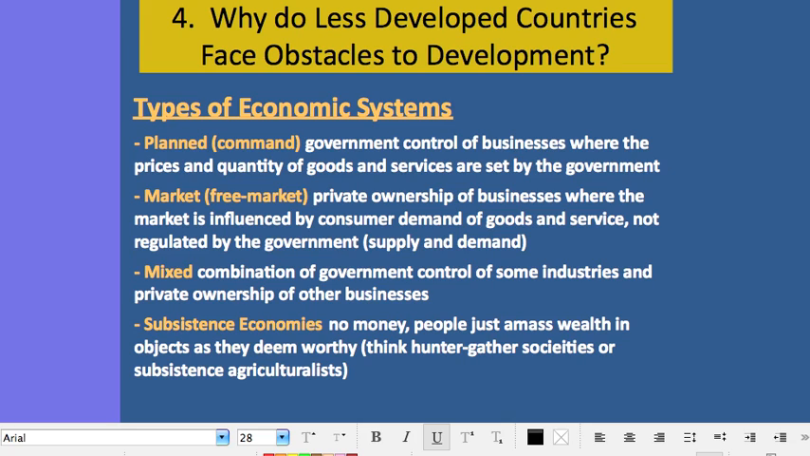Really, in the world there's no perfect, complete planned or market economy. Usually it's a mixture of both government control of some industries and then private ownership. Also, subsistence economies are basically a barter system, people who are just surviving. Usually these are subsistence agriculturalists or hunter-gatherer societies, and they might just trade their goods with each other. There's no money system.